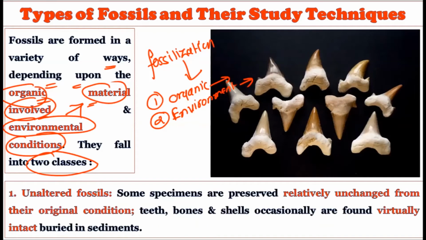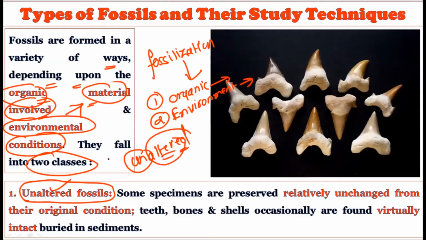The very first is the unaltered fossil. Okay, which type is the first type? First type is the unaltered fossil. So as the name suggests, unaltered means the one which is as it is. Altered means changed, and unaltered literally means it does not get changed. So unaltered fossils is the first class of these particular fossils.